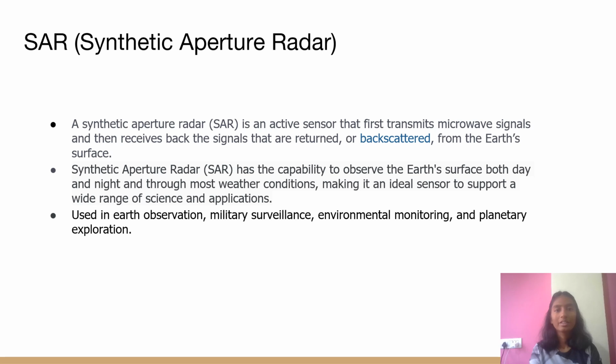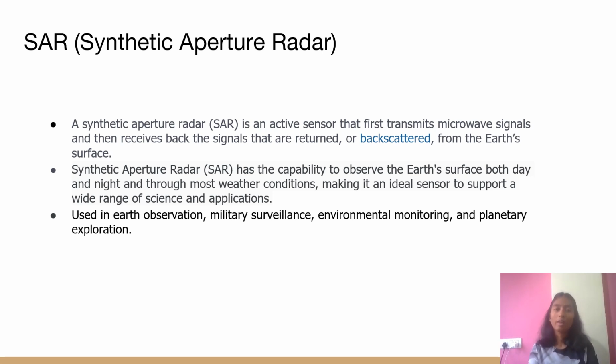Coming to SAR, synthetic aperture radar, or SAR, this is an active sensor that operates by transmitting microwave signals towards the Earth's surface and then receiving them back scattered. This technology is particularly powerful because it works in all conditions, both during the daytime and during the nighttime, making it highly reliable for continuous observation.